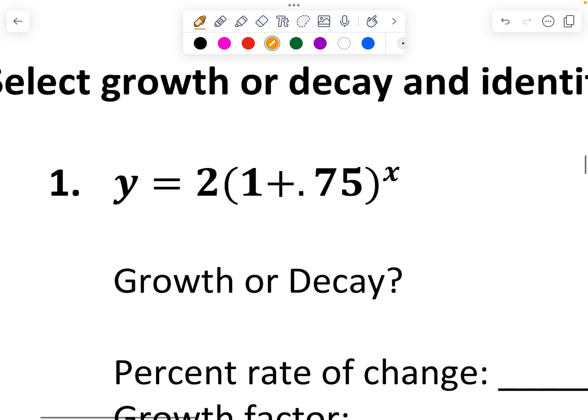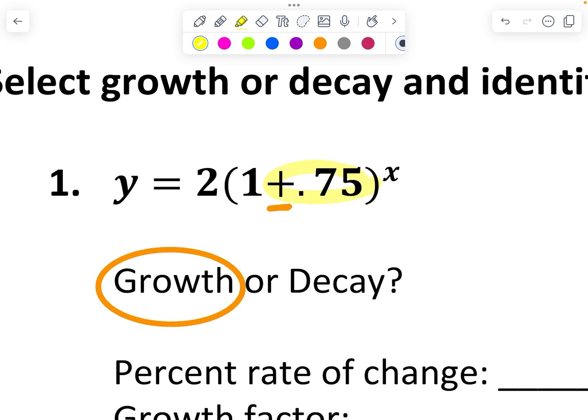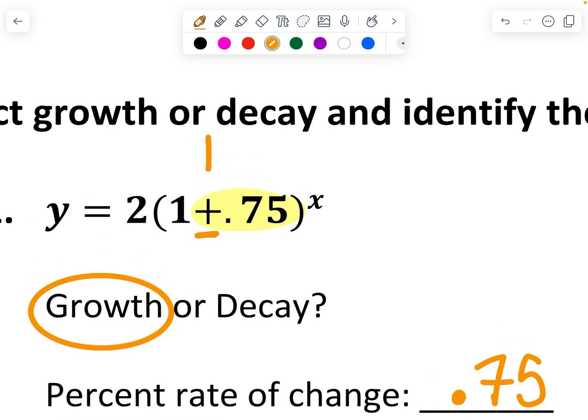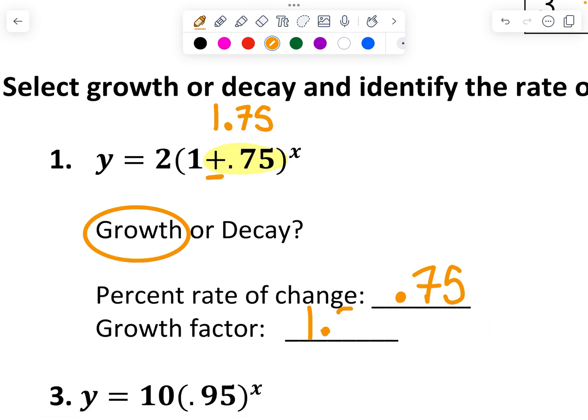All right, so for the first one here, we have 1 plus 0.75. So if we are adding 75%, our numbers are going to get bigger. So this is a sign that it is growth. We are adding 0.75, so that is a clear indication that the percent rate of change is 0.75. But the growth factor would be this simplified, which is pretty simple. It is 1.75. That's the number you would multiply to get the next number. Okay?